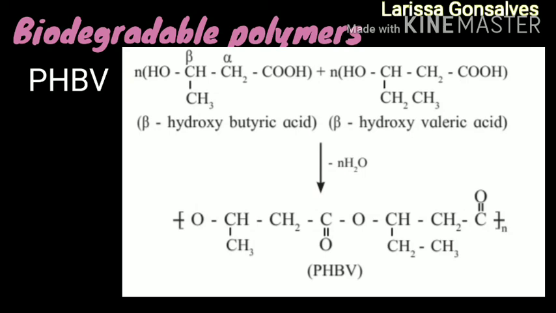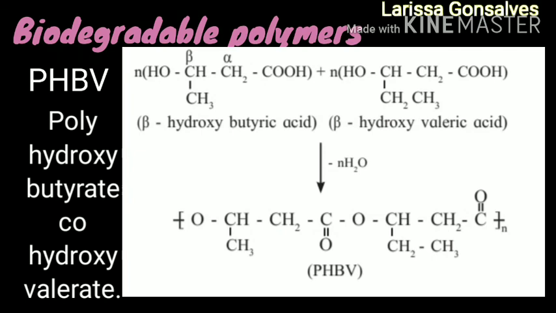So we will be removing the OH group from beta hydroxy butyric acid and the H from beta hydroxy valeric acid, and then we have to join the two monomers with the help of the ester linkage, which is C double bond O, O. PHBV thus formed is degraded by microbes. PHBV stands for poly beta hydroxy butyrate-co-beta hydroxy valerate.